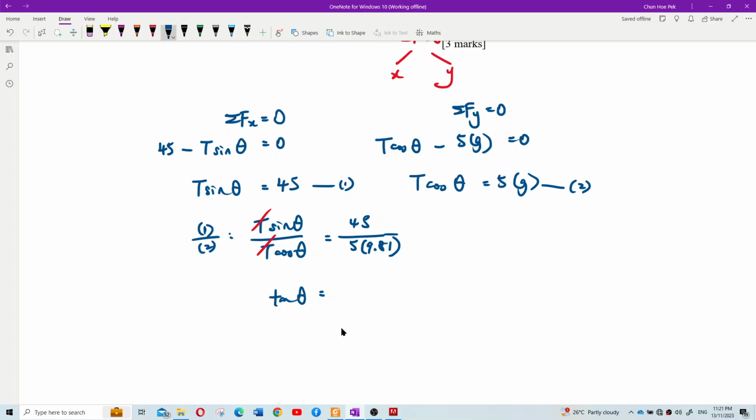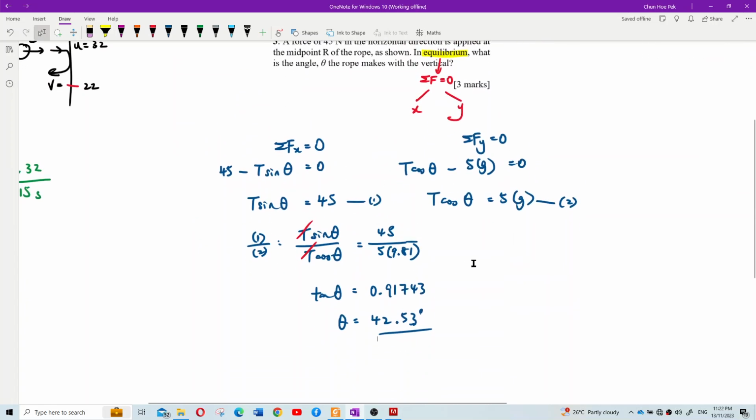Okay, anti-tangent of 0.91743. Anti-tangent gives 44.3. Okay, that's theta. I got it, class.